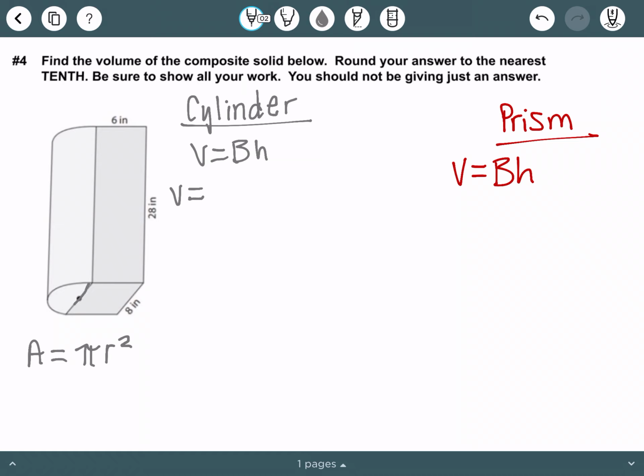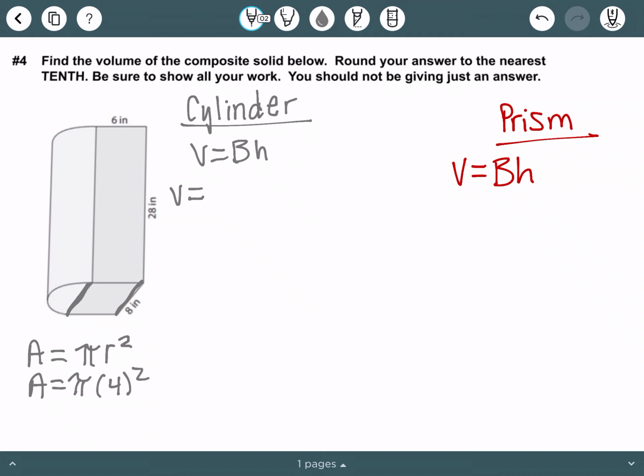Now, again, it doesn't give us the radius, but you can see that the circle base shares a diameter with one of the lengths of our rectangular prism. So the diameter of the circle would be 8. However, the radius is half of that, so that means the radius is 4. So we have pi times 4 squared.